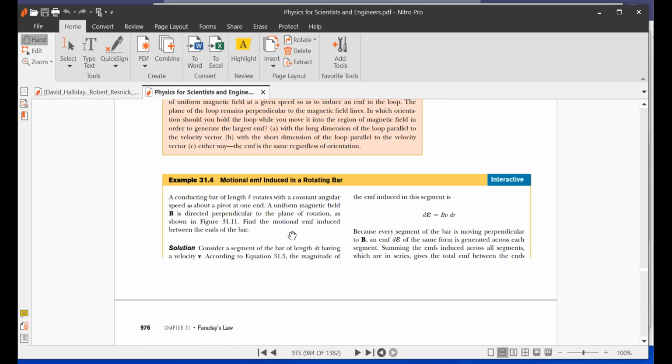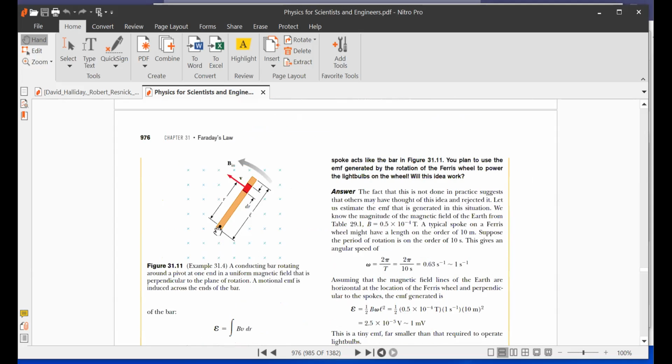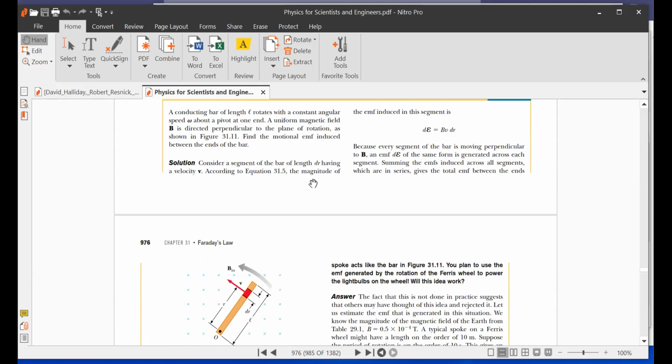It rotates in a uniform magnetic field B directed perpendicular to the plane of the rotation, as shown in the figure. Find the motional EMF induced between the ends of the rod. Between this end, okay, so we get the flux.